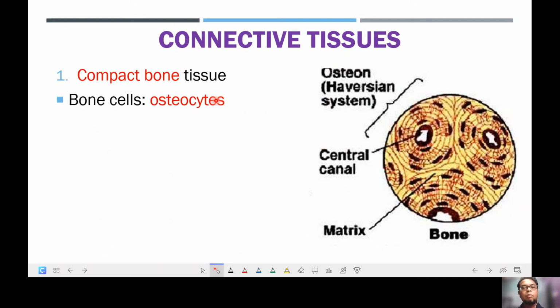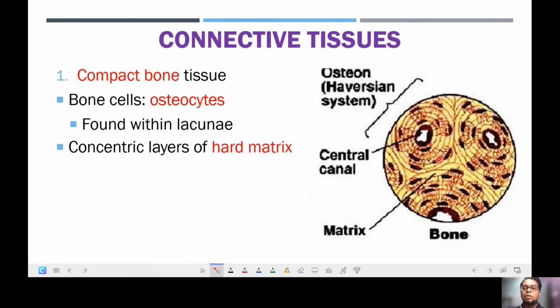The cells of the compact bone tissue are known as the osteocytes. They can be found within structures known as the lacunae. If you refer to this diagram, you will be able to see structures like this, and these are all known as the lacunae. Inside one lacuna, there will be the osteocyte, the cell of the bone tissue.